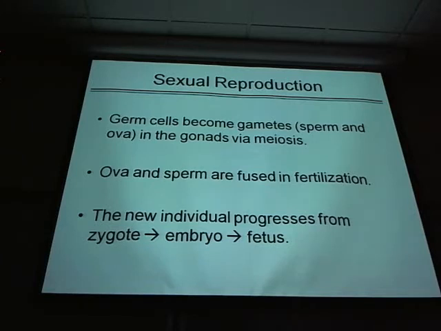Because after it fuses, it's a zygote. It's a zygote, and then it's an embryo. Germ cells become gametes, sperm and ova, in the gonads via meiosis. They're in the gonads, in the ovary and the testicles. So it's an ova at that point. When it's fertilized, it's a zygote. Are ova and a secondary oocyte the same thing?